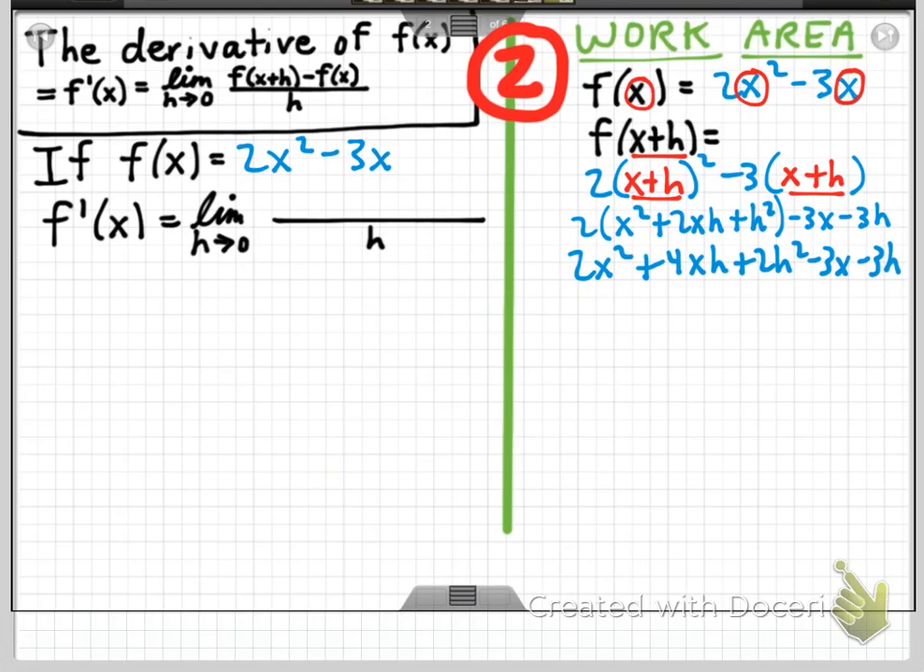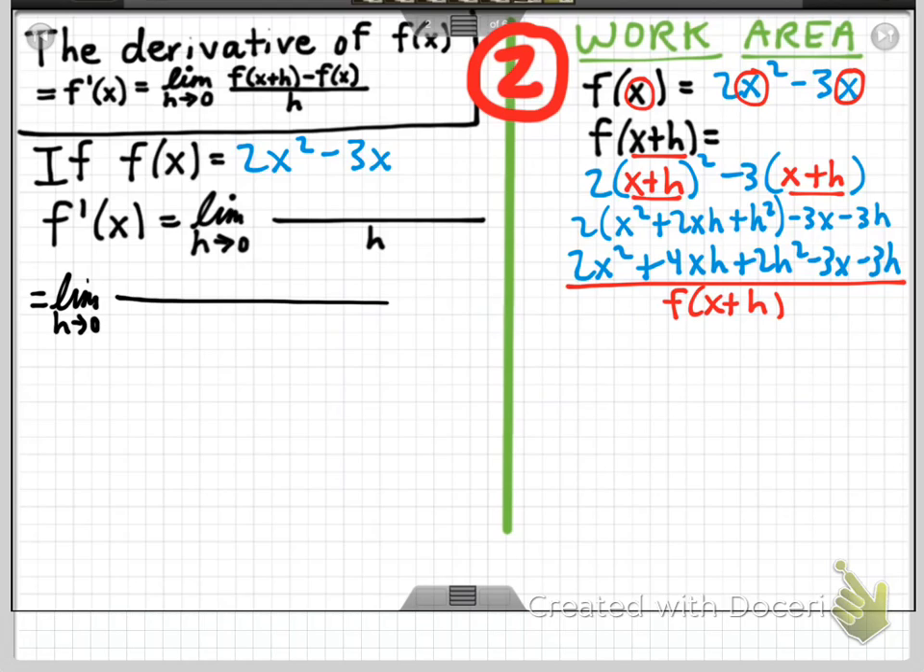So that whole thing is our f of x plus h. And we're just going to replace f of x plus h with that whole thing and our f of x. There's not enough room here, so I'm going to put it down here: it equals the limit as h goes to 0 of this whole thing.